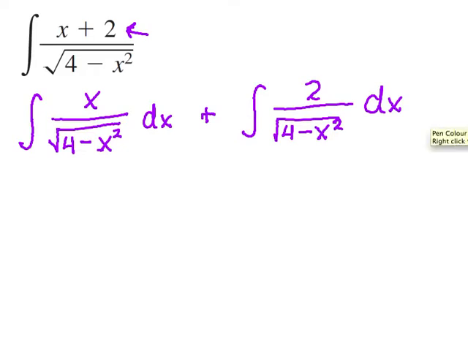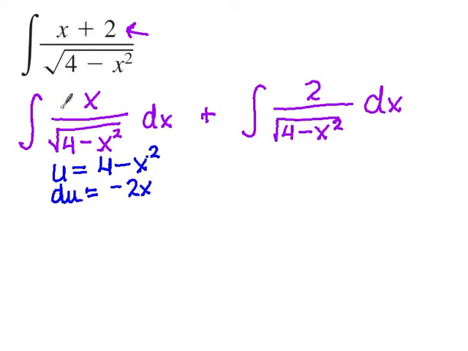So the first one, if I look at that, it really doesn't fit one of the three we looked at, because a is 2, u is x, and so I end up having u over square root of a squared minus u squared. So that doesn't work. So I'm going to try something else. I'm going to try u substitution. And when I do that, I get du to be what? Negative 2x. So I need a negative 2 in and a negative 1/2 outside.